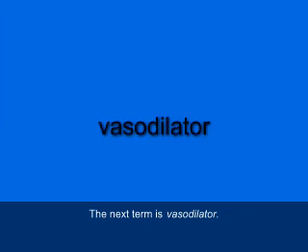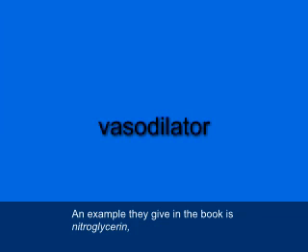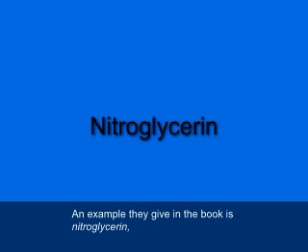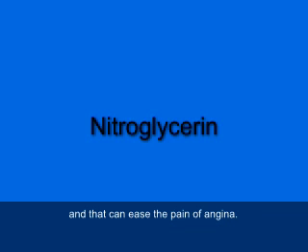The next term is vasodilator. A vasodilator is a medication that expands blood vessels. An example they give in the book is nitroglycerin, which can be used to treat the pain of angina. By expanding the blood vessels, more oxygen can get through coronary arteries, and that can ease the pain of angina.